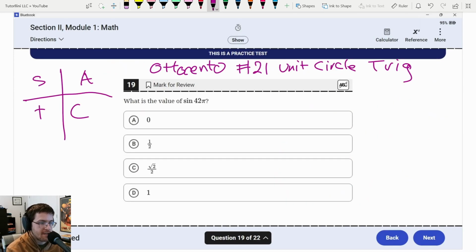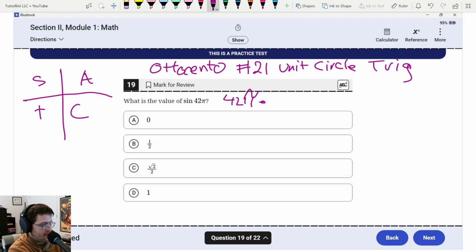Okay, question 19. I go over this in great detail in my Ottocento number 21 on unit circle trigonometry. Definitely go check that out. All right, so first things first. I noticed it's in radians. 42 pi is in radians. There's no degree symbol. So I'm going to change it to degrees just to make it easier for me to understand. That's probably a good idea.